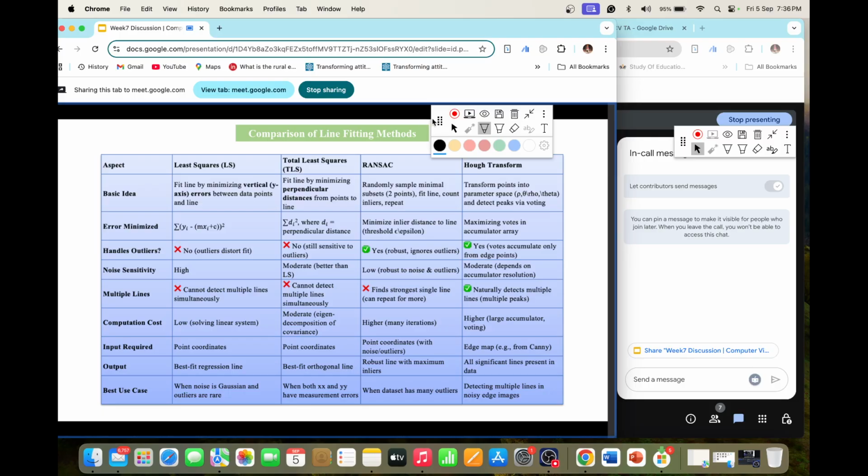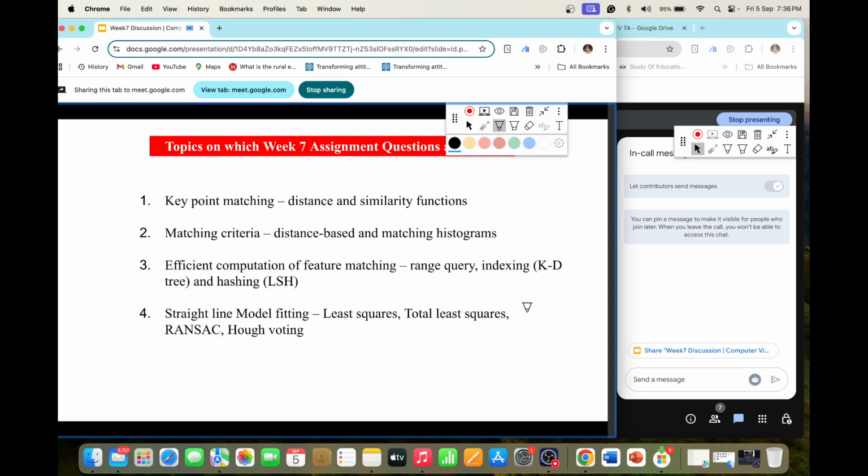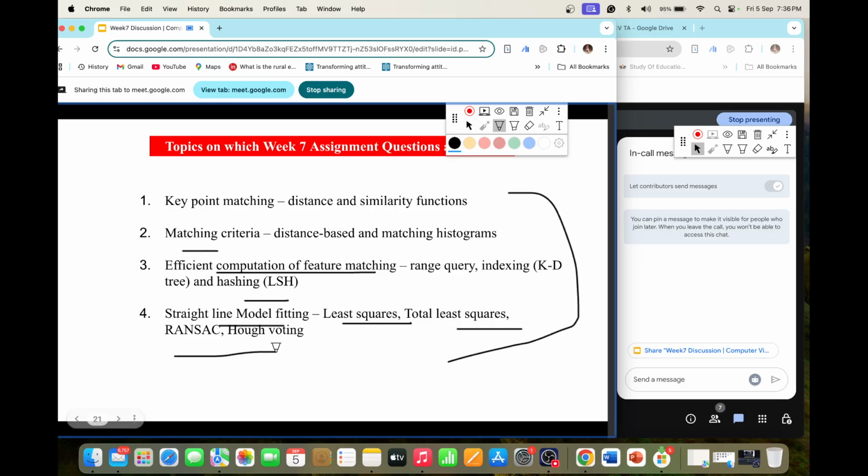Then we have the comparison of line fitting models. This I have given for you, so again you can read. Let's move on to the assignment questions. The topics on which the week 7 assignment questions are based are: key point matching, matching criteria, efficient computation of matching, KD tree and LSH, and then straight line model fitting: least squares, total least squares, RANSAC and Hough voting. Your questions will come from these.